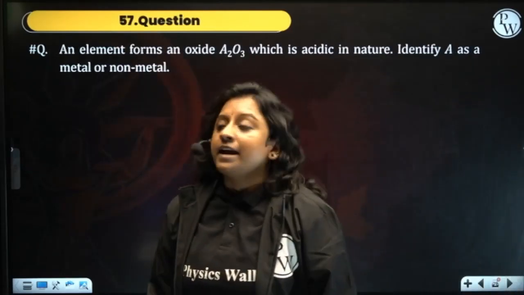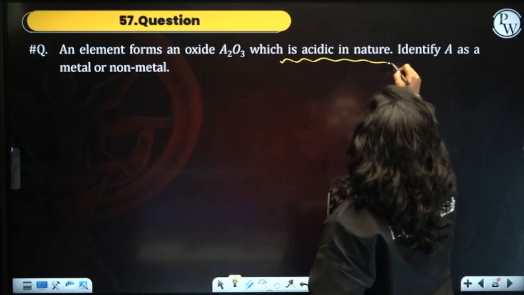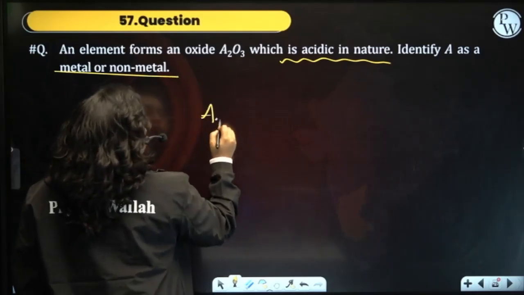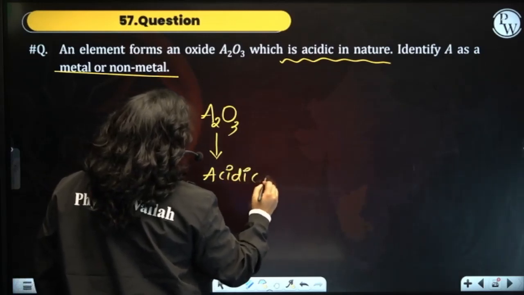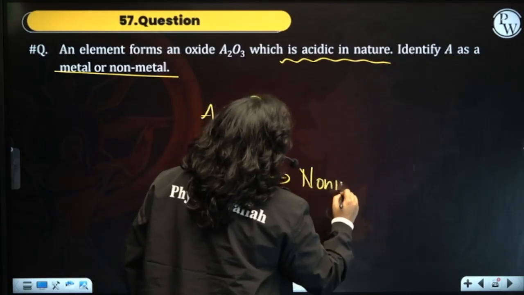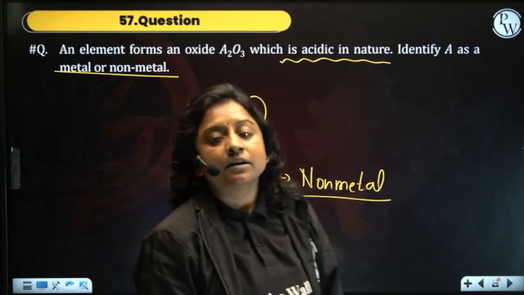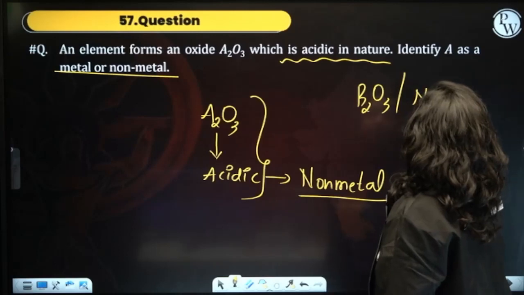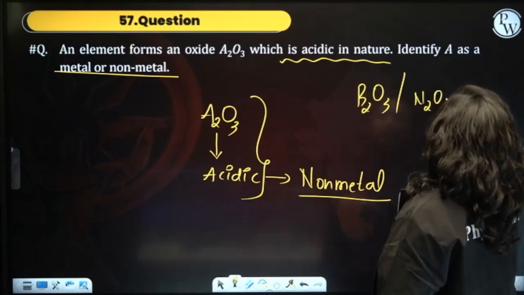57th question. An element forms an oxide A2O3 which is acidic in nature. Identify A, metal or non-metal. A2O3 is an oxide, acidic. If it is acidic, acidic oxides are formed by non-metals. It can be either B2O3 or N2O3 also sometimes.